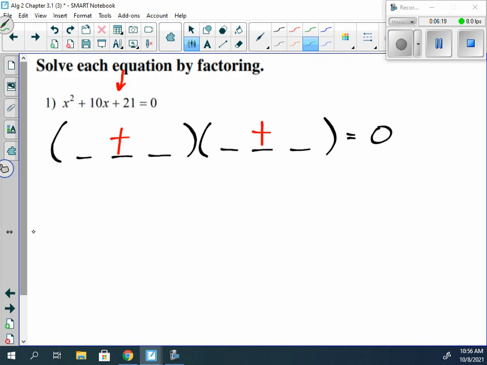What are the factors of our first term? x and x. The factors of the third term, we have 1 and 21 or 3 and 7. Which one do we want to use? 3 and 7. Thank you.